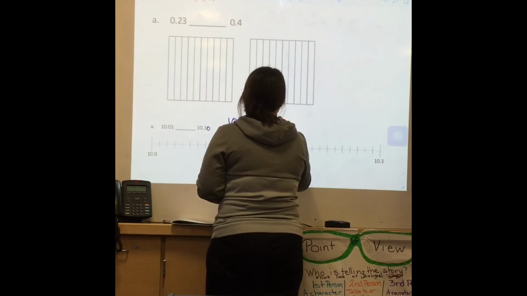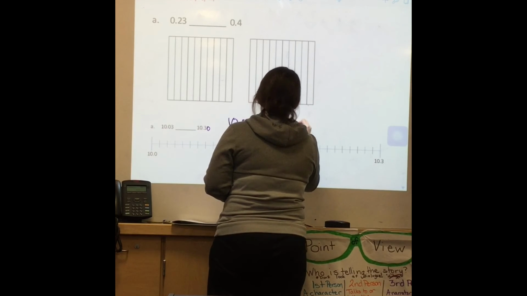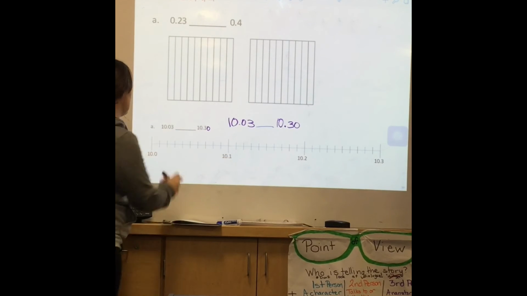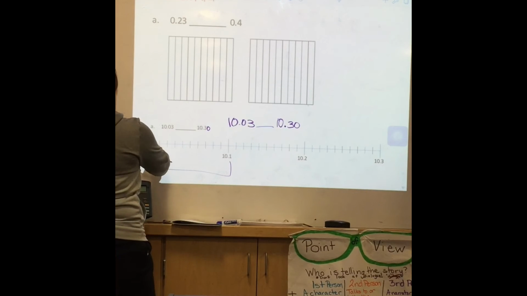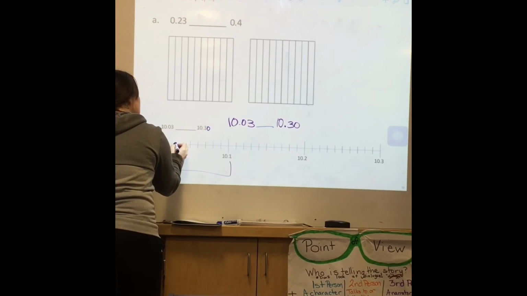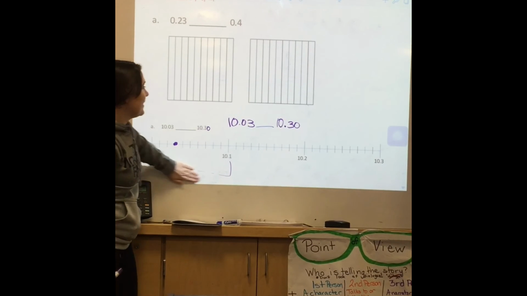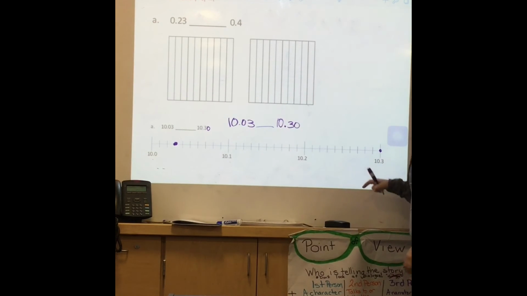10 and 30 hundredths. Okay, and so now I have to find it on the number line. The first one right here is broken up into 10 spaces. So I'm going to have 10 and 1 tenth, 10 and 2 tenths, 10 and 3 tenths. So I'm going to put one right here. And then I'm going to come all the way down to the ends and put my other one over here, because this is really 10 and 30 hundredths.